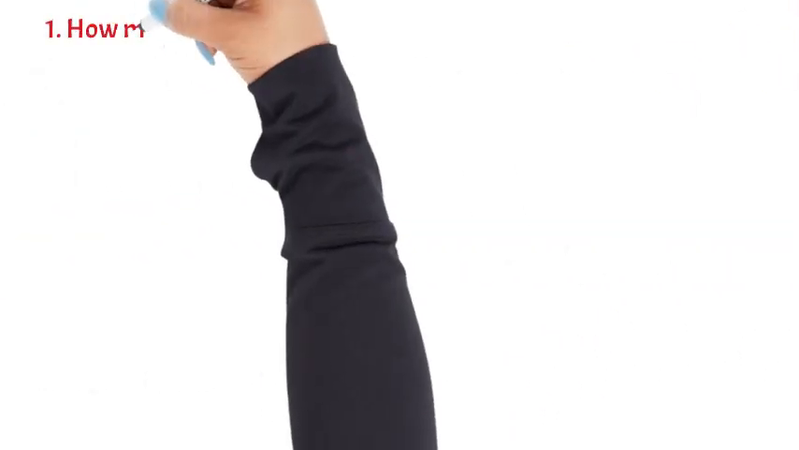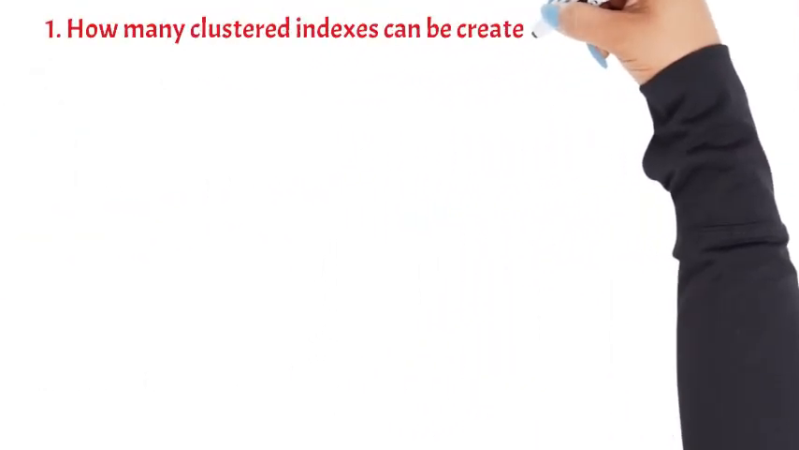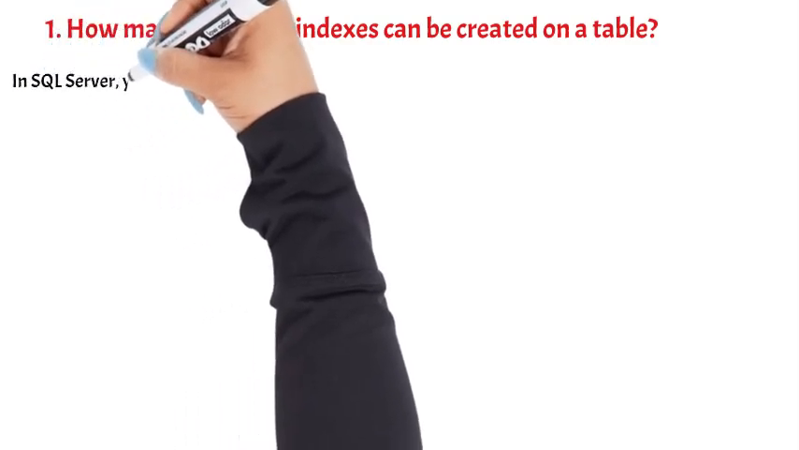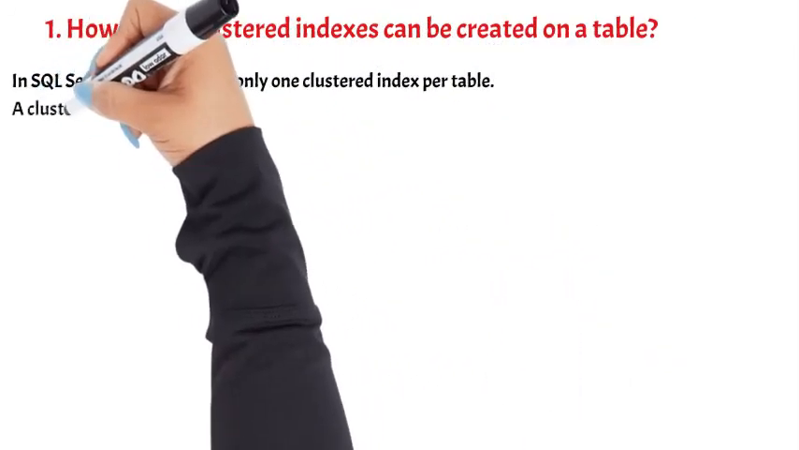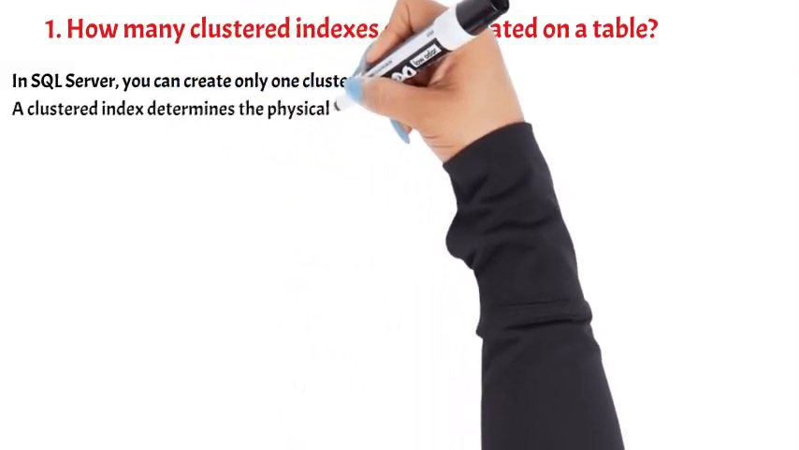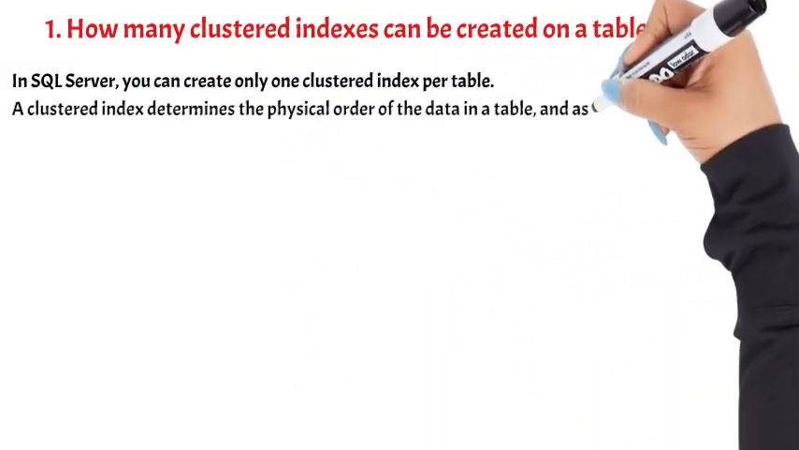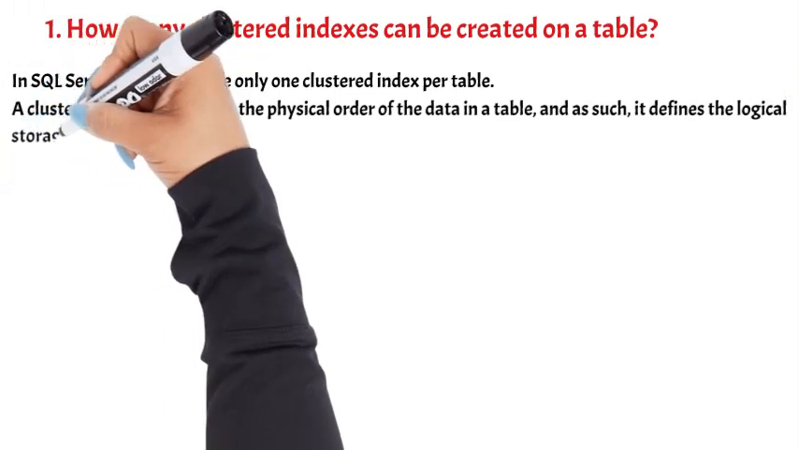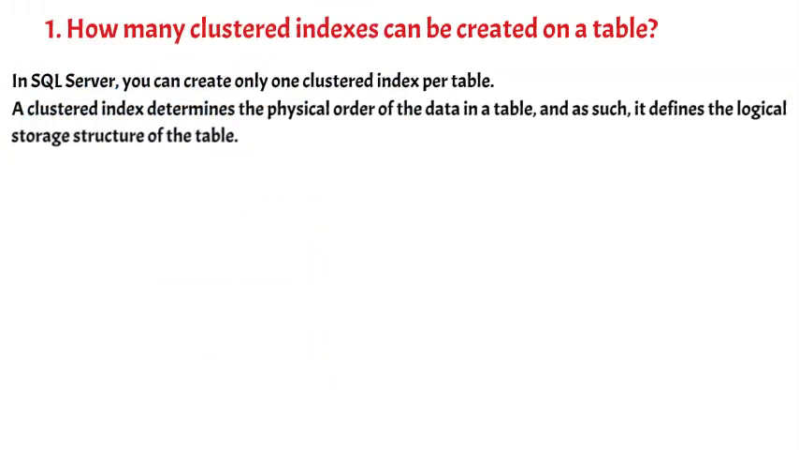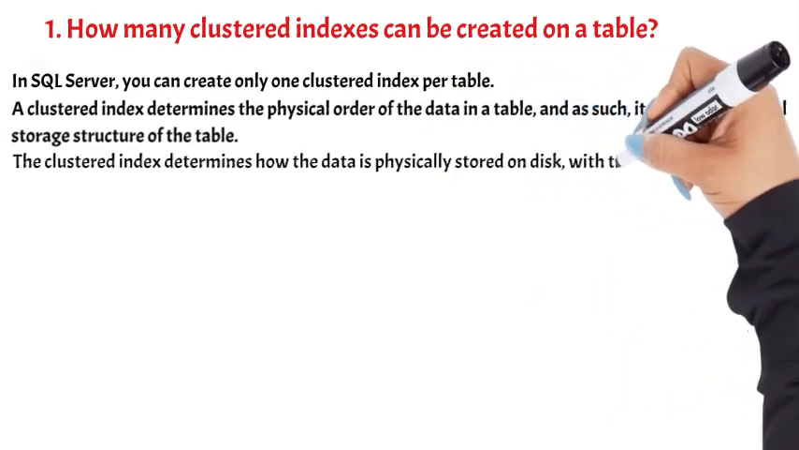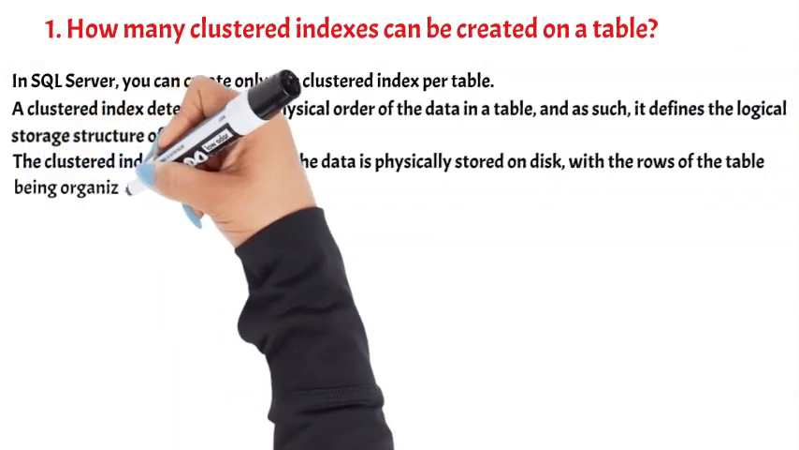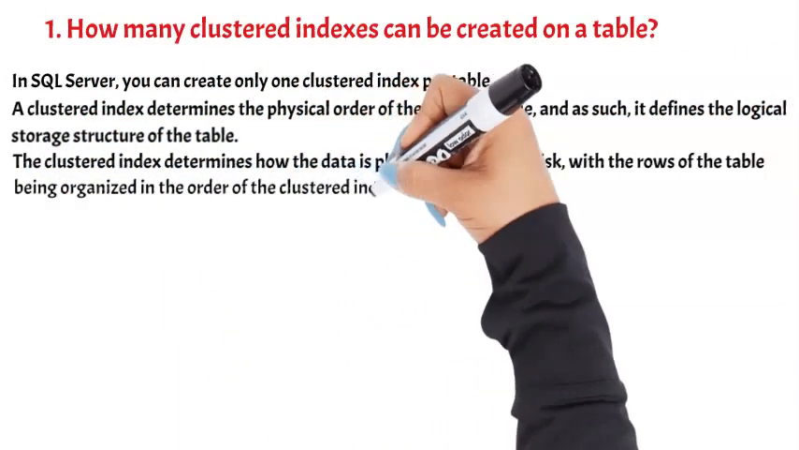1. How many clustered indexes can be created on a table? In SQL Server, you can create only one clustered index per table. A clustered index determines the physical order of the data in a table, and as such, it defines the logical storage structure of the table. The clustered index determines how the data is physically stored on disk, with the rows of the table being organized in the order of the clustered index key.